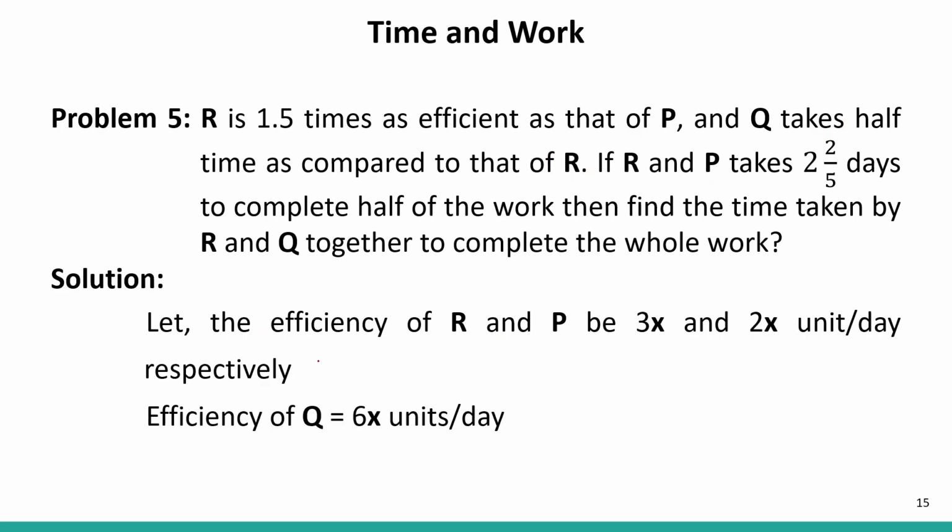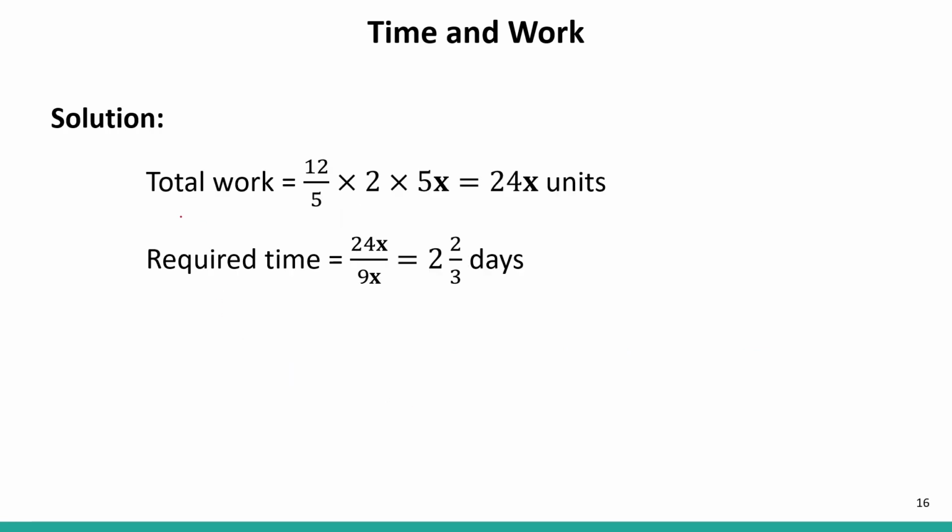So let's see the step-by-step solution. Let the efficiency of R and P be 3x and 2x units per day respectively. So the efficiency of Q is equal to 6x units per day. So total work is equal to 12 by 5 into 2 into 5x, that is equal to 24x units. So required time is equal to 24x by 9x, that is equal to 2 whole 2 by 3 days.